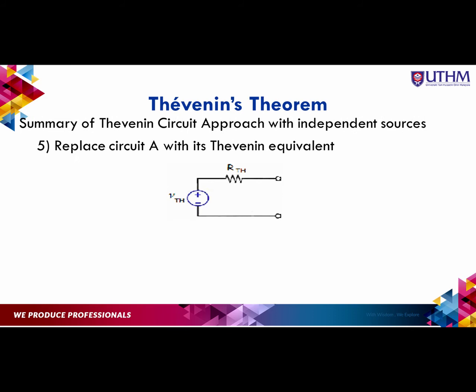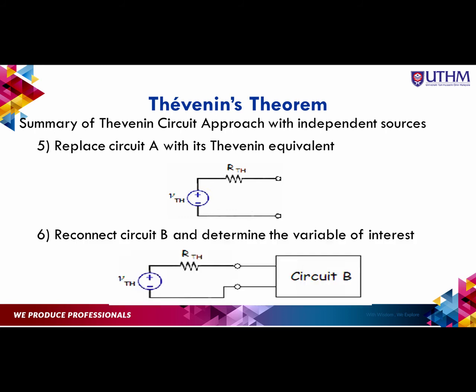Once we have completed steps 3 and 4, where we have obtained the value of voltage Thevenin and Thevenin resistance, now we can replace circuit A with this new Thevenin circuit. Final step is we can reconnect circuit B with the new equivalent circuit, the one that we have calculated in the previous steps. So those are the 6 steps that you need to perform in order to apply Thevenin theorems to simplify or manipulate circuits in circuit theory.